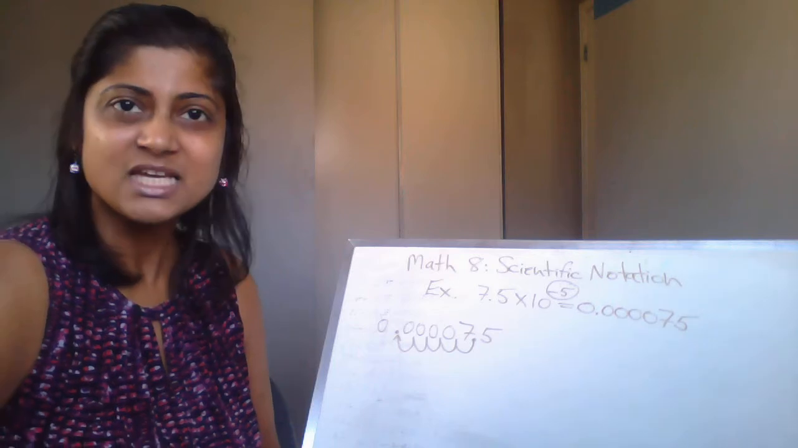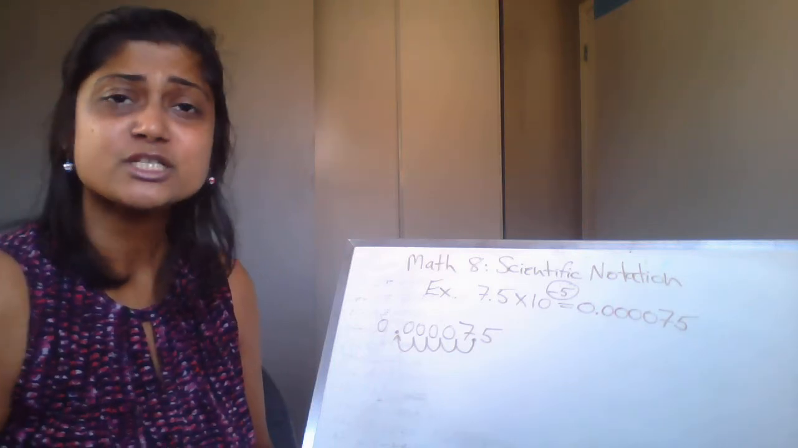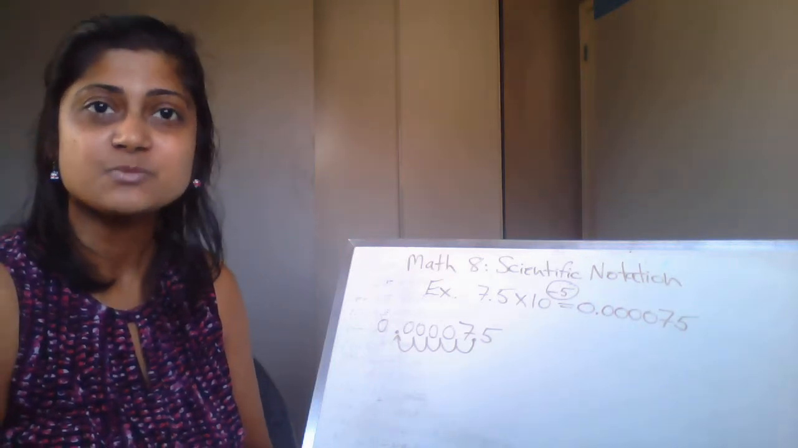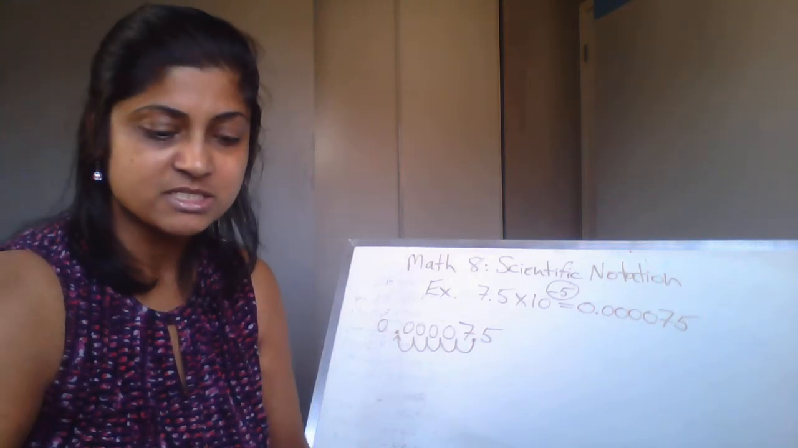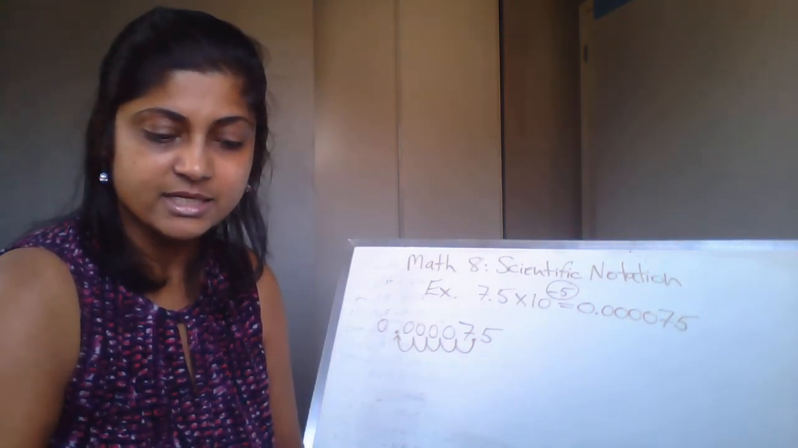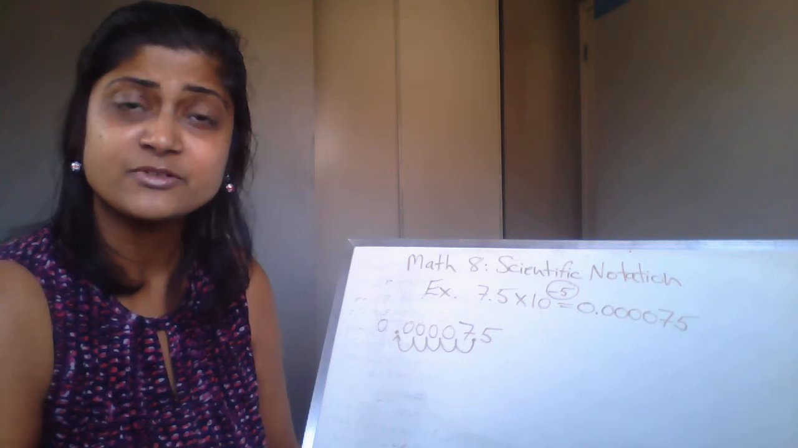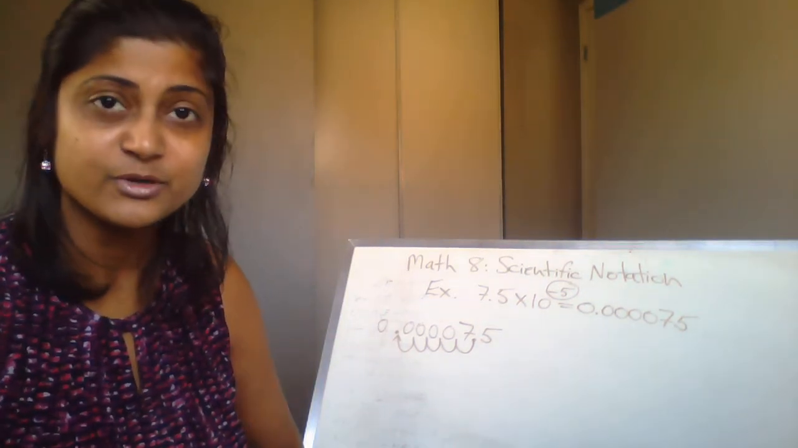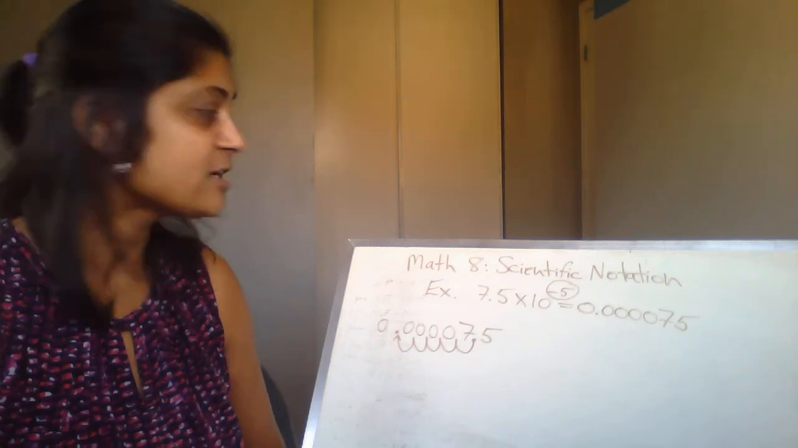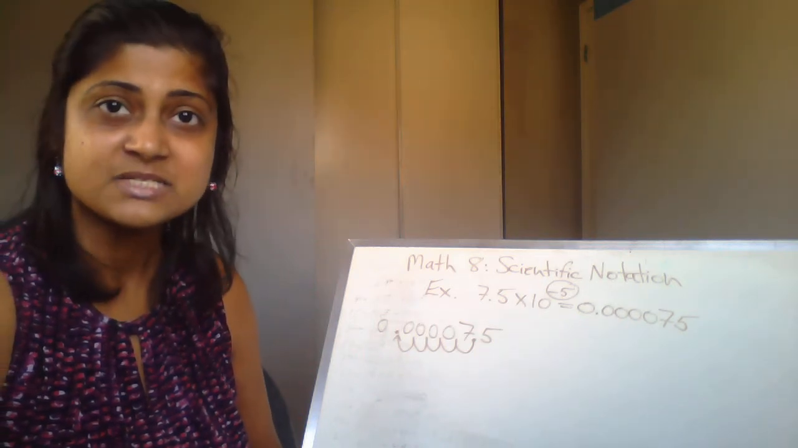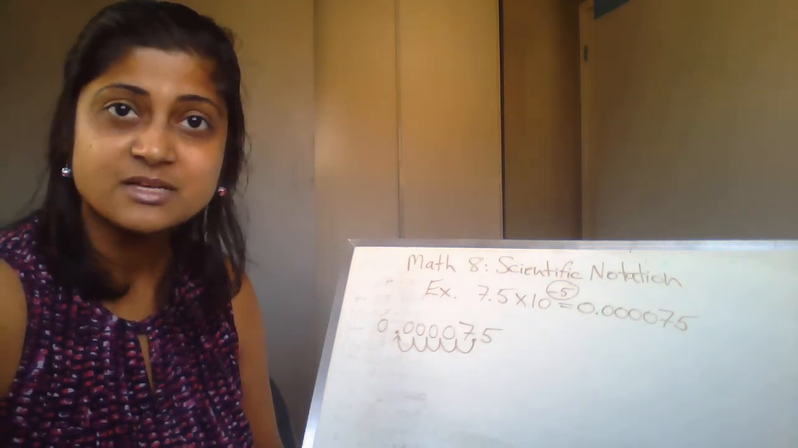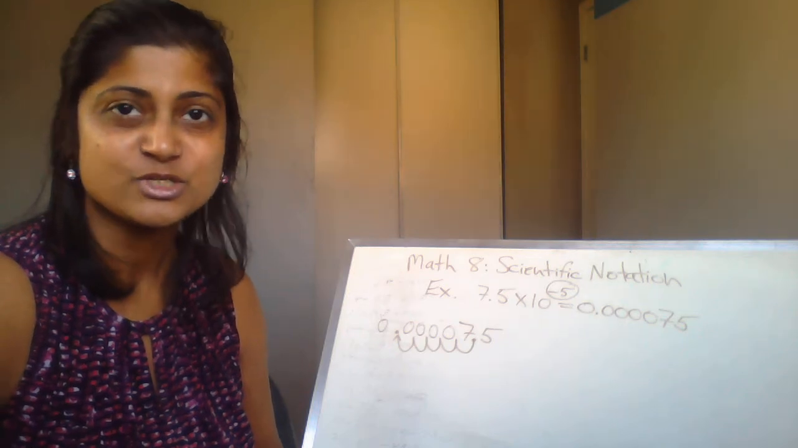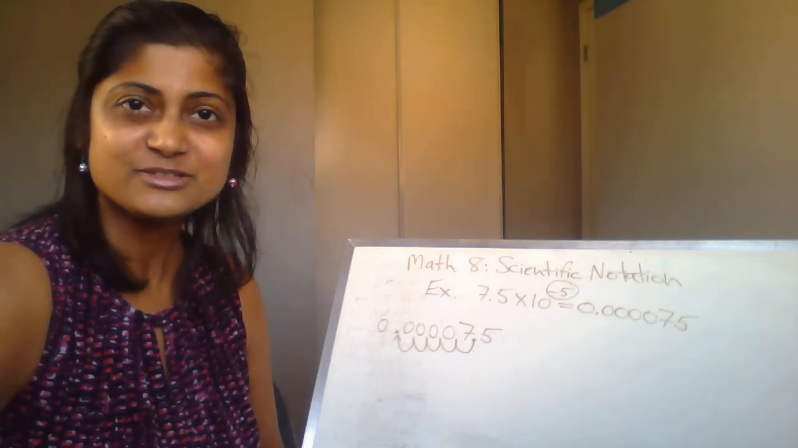One more time: scientific notation is used for really big numbers and really small numbers. Questions can ask you to write each number in scientific notation. At the same time, they can also ask you to write each number in standard notation. So I should be able to do both of these methods and change them back and forth to each other. That looks good.